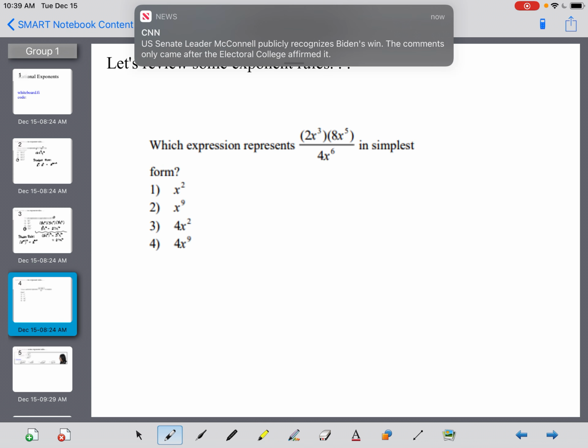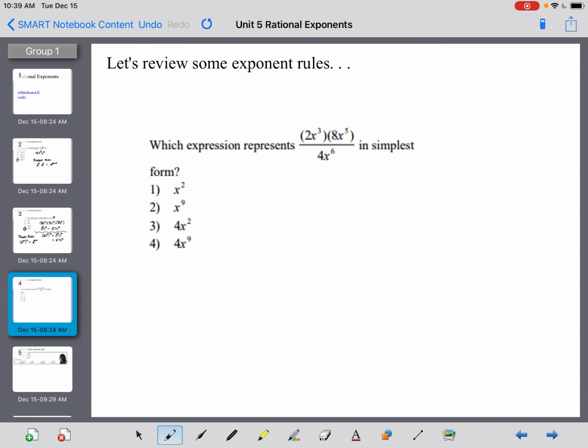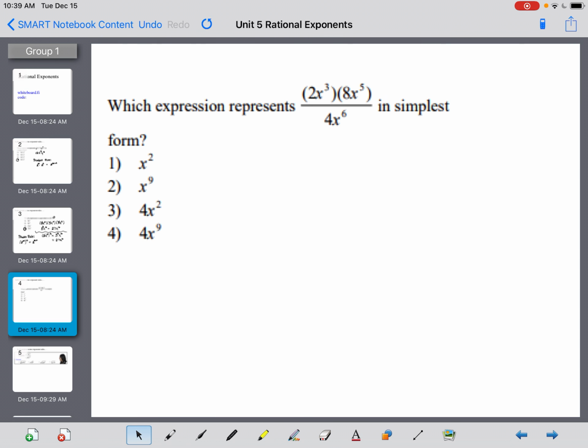And then in something like number 3, we end up looking at, again, a couple of options here, but we could start out with the product rule. We have the product rule happening in our numerator. So let's start with that. So we have 2 times 8 would be 16. X to the third times x to the fifth would be x to the eighth. 3 plus 5 is 8 over 4, x to the sixth.